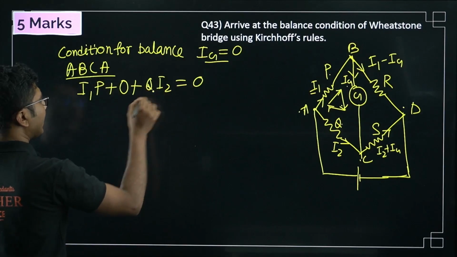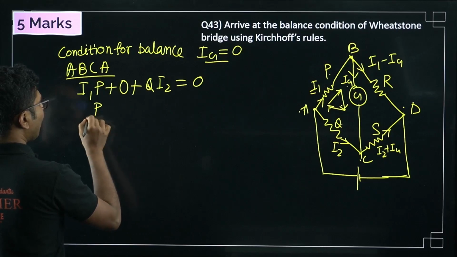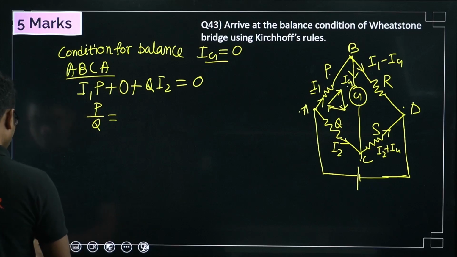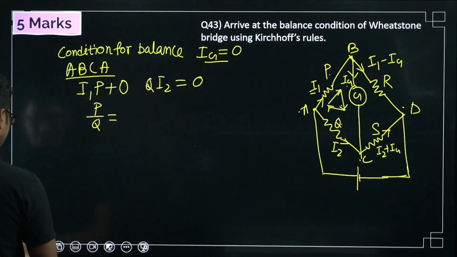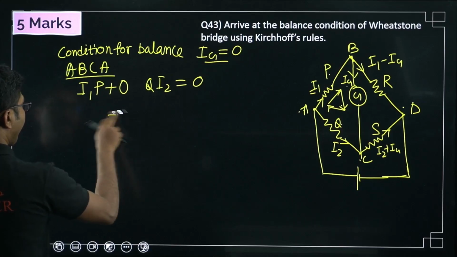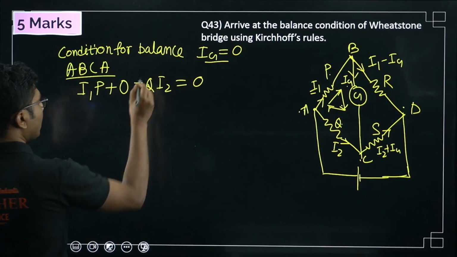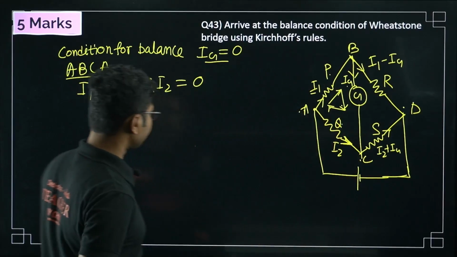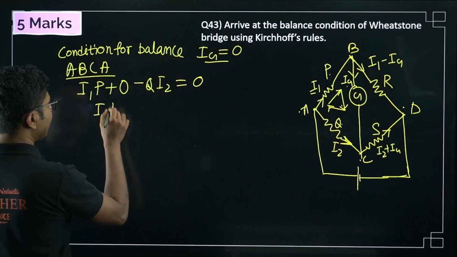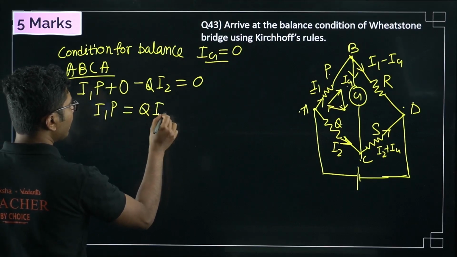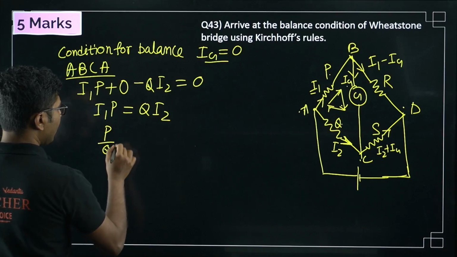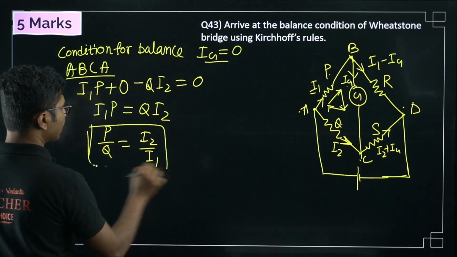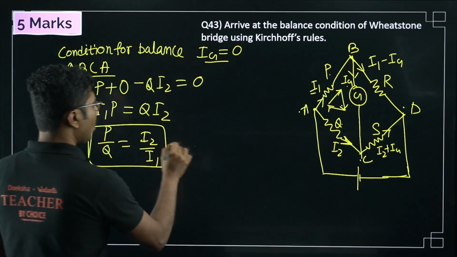So from there we can write P by Q equals to, there is one more thing, there will be a negative sign. My mistake, this will be negative. Why is this negative? Because current is passing in this direction, we are going in the opposite direction, so this is negative. So I1P equals QI2, or P by Q equals I2 by I1. Sir, can I do it this way? Yes, you can do it this way. This is the first stage, equation number 1.